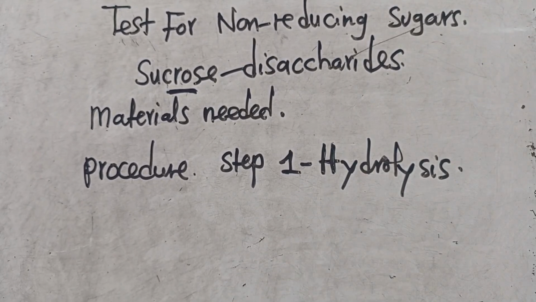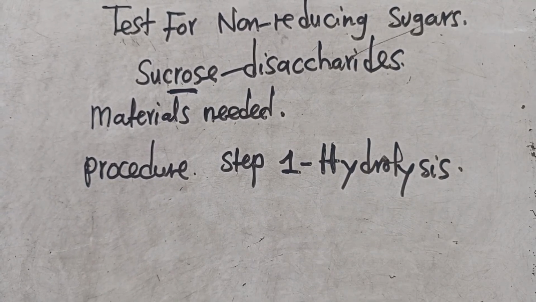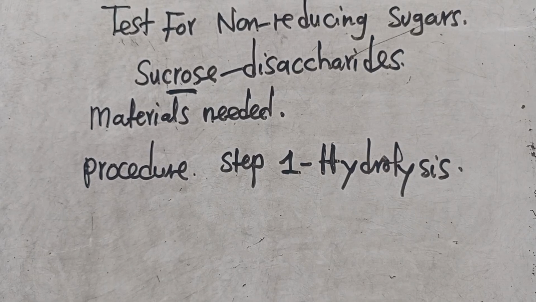Number one, if testing a solid sample, dissolve a small amount in water. Add the acid in a test tube: add about 2 milliliters of the sample solution and 2 milliliters of dilute acid. Then heat the test tube in boiling water for about 5 minutes. So this will hydrolyze the non-reducing sugars into reducing sugars. So this is what gets to happen.